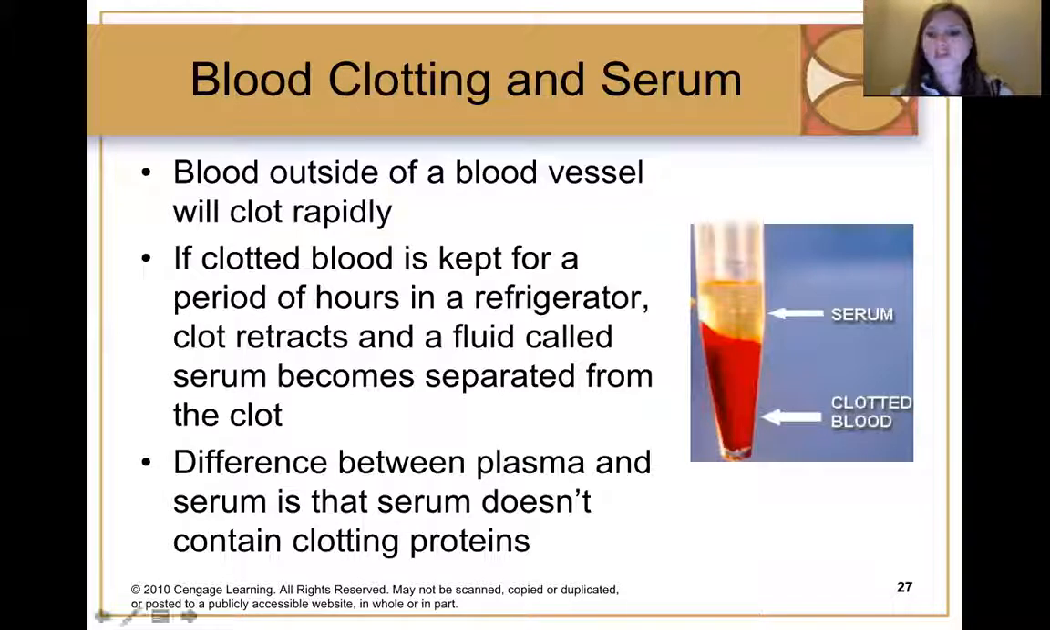So this picture just kind of shows you what that would look like. I know typically for my animal trials, we take blood samples and then we separate out the serum, and the serum is what we use for our analyses. So this would be the clotted blood here at the bottom, and then what you have on top is the serum portion of that.